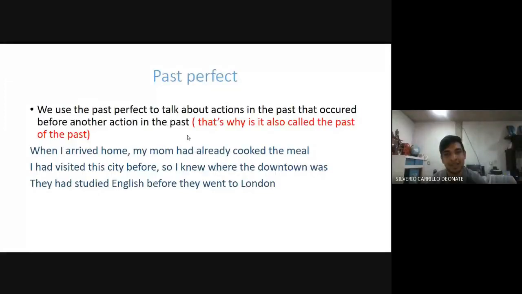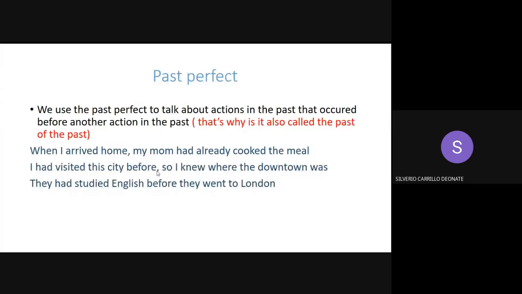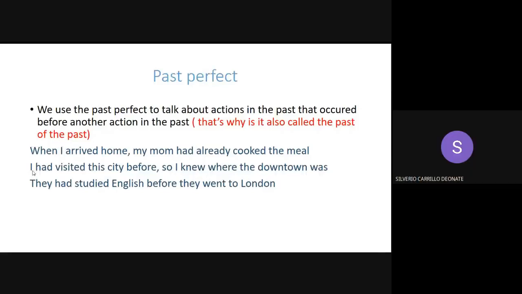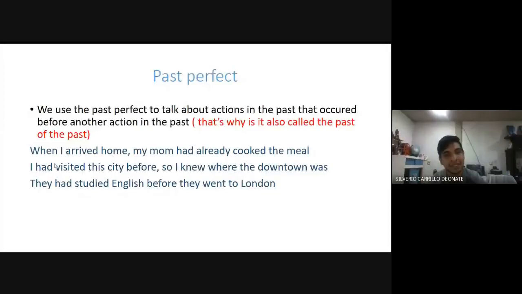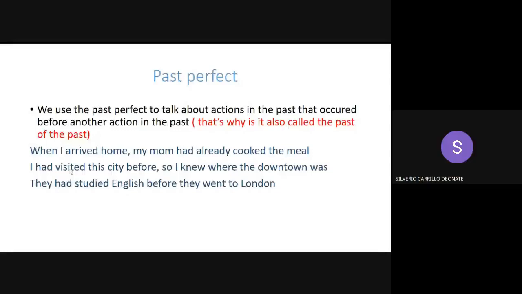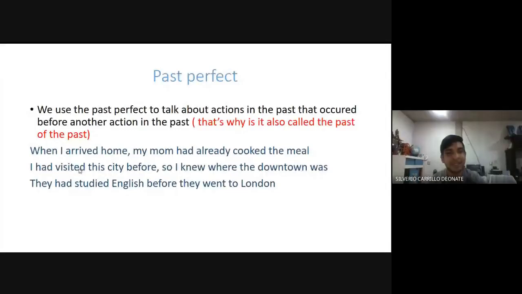My mom had already cooked the meal. I have visited this city before. We can also say, I have visited this city before. Había visitado antes. And that's also a complete idea. In this case, use subject, auxiliary verb have, that in this case, as we are talking about past, is going to change into had. Then the main verb should be in past participle form. So it's had plus the past participle form, visited, because it's regular, and then the complement.